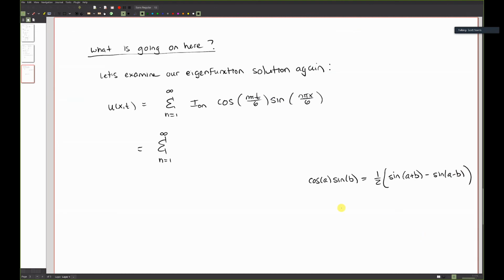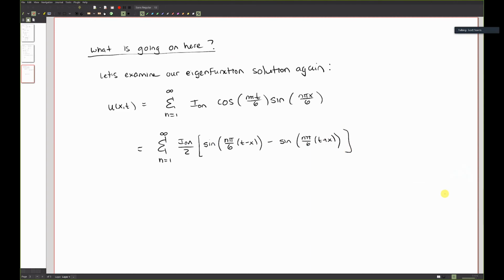All right, that's a result of two angle addition formulas. And so we can write this accordingly. We can say that that is I0n over 2 times sine, what would be A plus B? A plus B would be n pi over 6 t minus x, minus sine n pi over 6 t plus x.